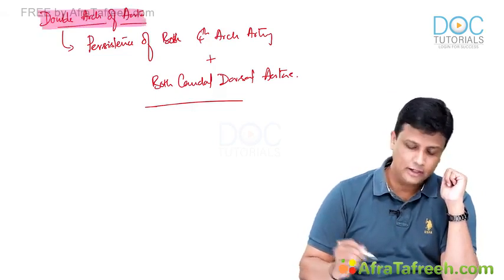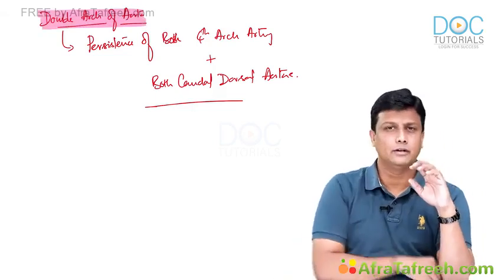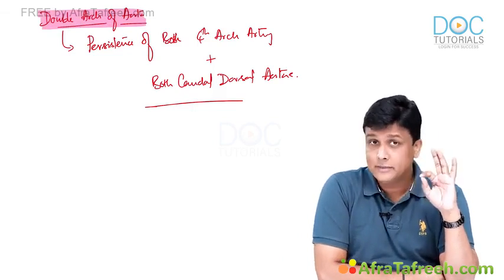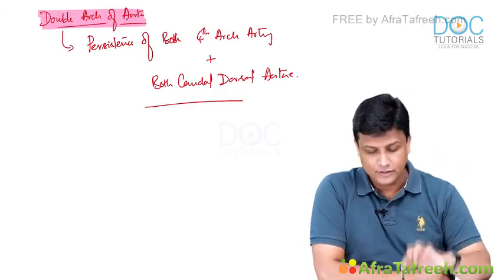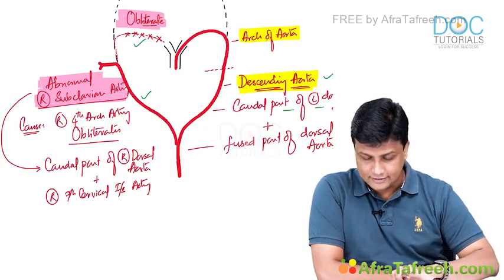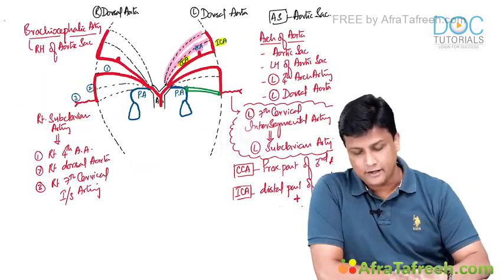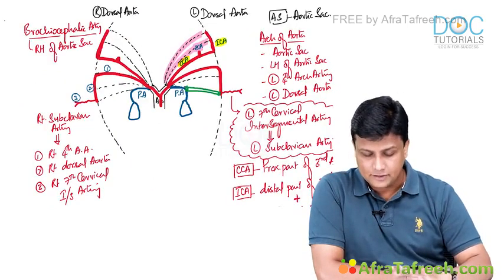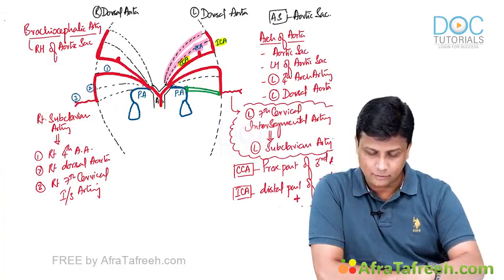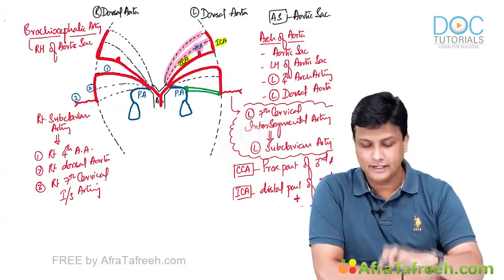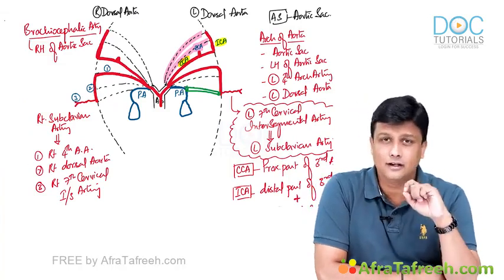So that is one more anomaly that you have to remember here. One thing which is already asked as an image-based question in your exam is double arch of aorta, and the second thing already asked in your exam is abnormal subclavian artery. And the normal development, I have explained to you crystal clearly with the help of this diagram. Hope the entire concept is crystal clear now.